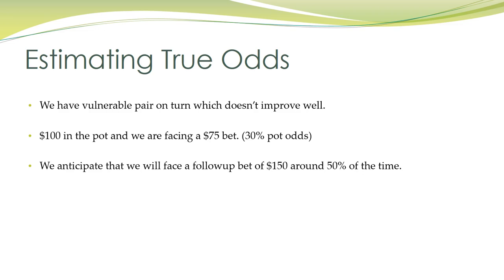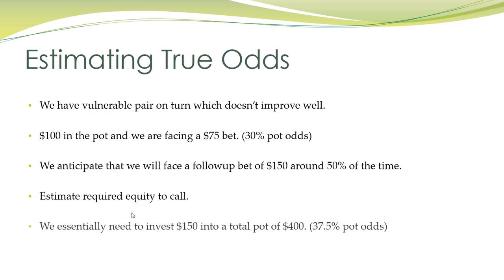So rather than do a pot odds calculation with 75, why not just do a pot odds calculation with 150? That's going to give us a much better estimation regarding how much equity we need in order for this to be a profitable call on the turn. So let's see the maths on that. We're not really investing 75 into a total pot of 250 anymore. Let's imagine our opponent's betting 150 into the pot of 100. So now we're investing 150 into a total pot of 400, because that's our 150, his 150, and the 100 that's already in the middle. So if you run the maths on that, 150 divided by 400, 37.5% pot odds.